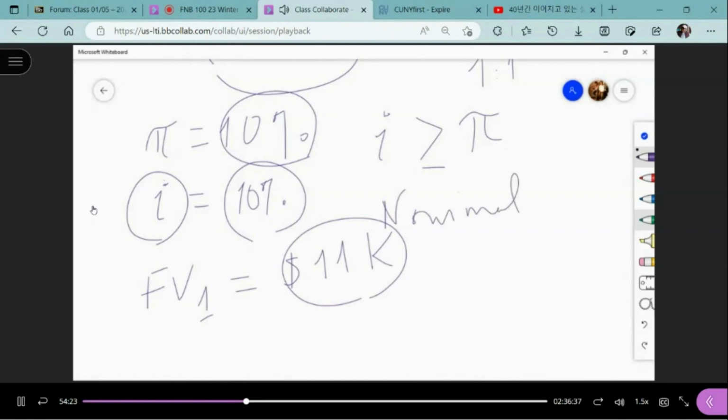Let's say, think about it, if inflation was 0, if there has been 0 inflation, how much can 11K buy compared to the previous year?